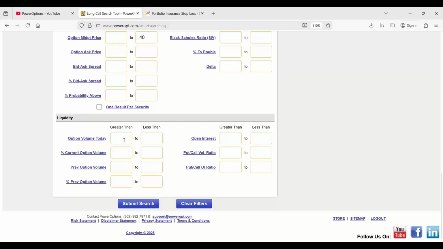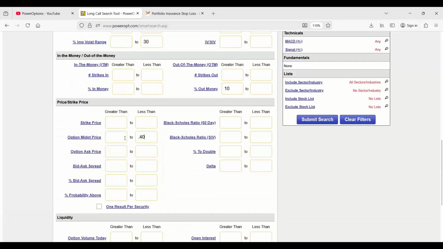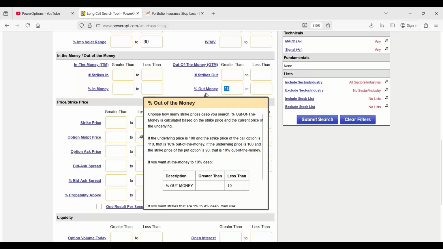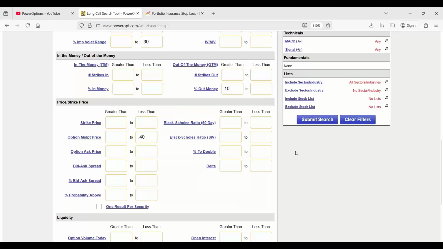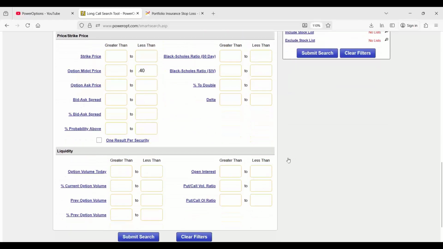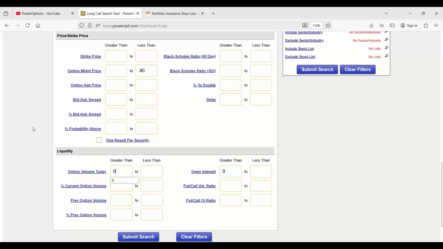Now, I want some liquidity. This is what I convinced him of. I don't want to find low price stocks, $4, $5, $6 stocks, 10% out of the money. That's not even that bad, really. You'd be at like 450, 460, 470. But I don't want something that's never traded. So I want at least an open interest of some amount, and I probably want some option volume today.